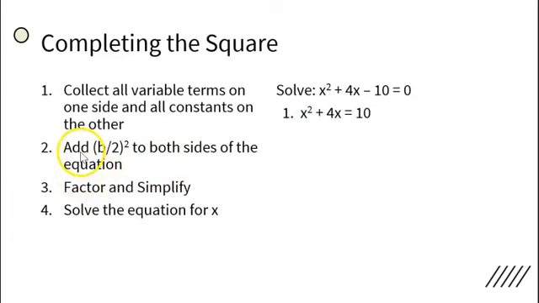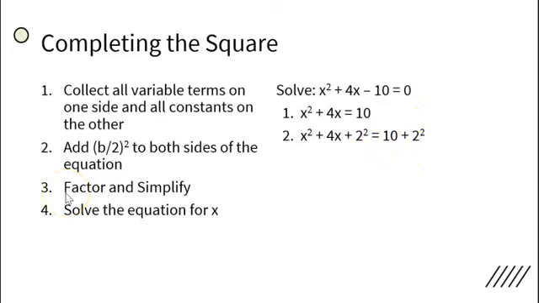Step 2, add b over 2 squared to both sides of the equation. The b value is always the number that is attached to the plain x. So 4 divided by 2 is 2. So I have to add 2 squared on both sides of the equation. And I'm allowed to do that because it's happening to both sides. And this is the result. I had x squared plus 4x plus 2 squared equals 10 plus 2 squared.